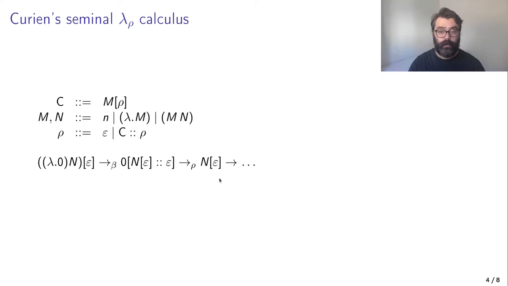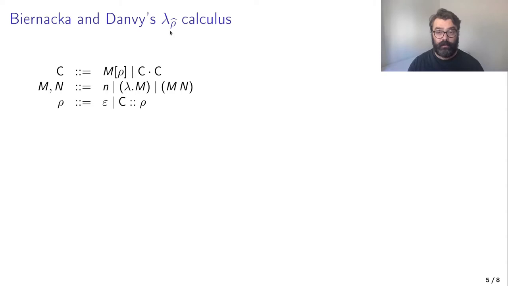In the beta rule of this calculus, the operator in an application is reduced in multiple step fashion to a weak head normal form. This poses some problems when defining a reduction relation which is purely single step. This issue was observed and fixed in Biernacka and Biernacki's lambda hat rho calculus. This variant of Curien's calculus considers a constructor for closure application that enables the reduction relation to be lifted to the scope of the operator.